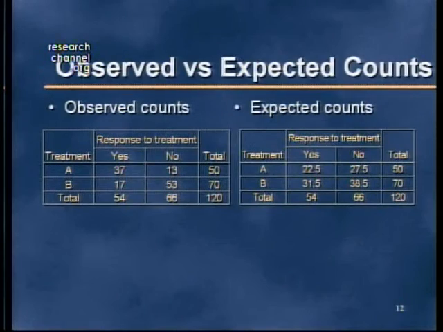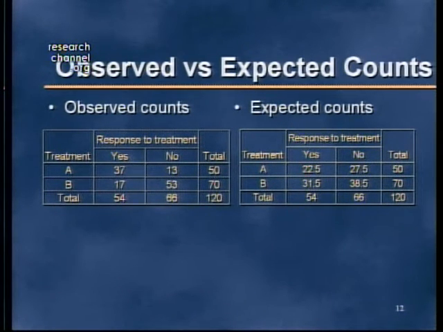When we have a 2x2 table, the degrees of freedom are always the number of rows minus 1 times the number of columns minus 1. How many rows do we have? 2. How many columns? 2. Rows minus 1 is 1. Columns minus 1 is 1. Degrees of freedom is 1.